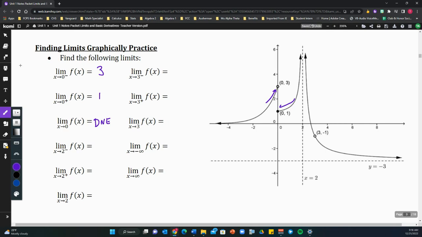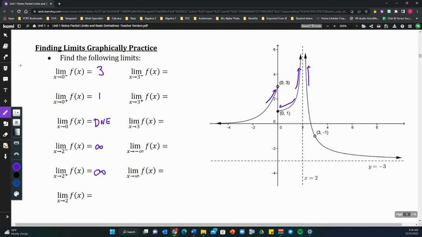Next set, we're looking at x equals 2. So as soon as I see this, I see we've got a vertical asymptote. So just be aware of that. But as we approach 2 from the left side, we are moving up forever or increasing without bound. So we are going to positive infinity. From the right side, we are also going to positive infinity.